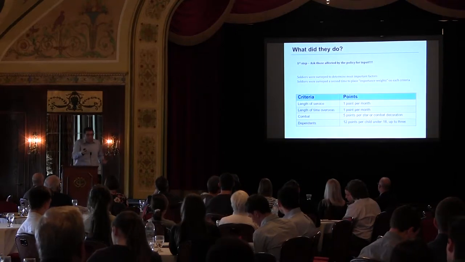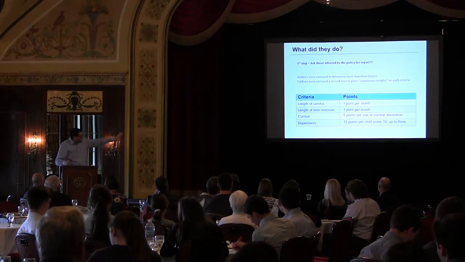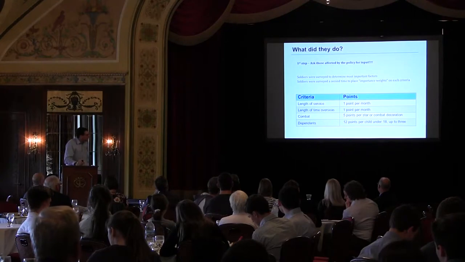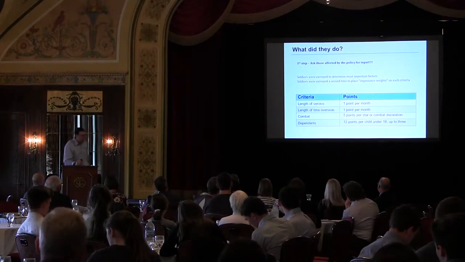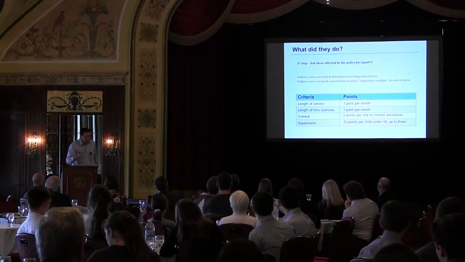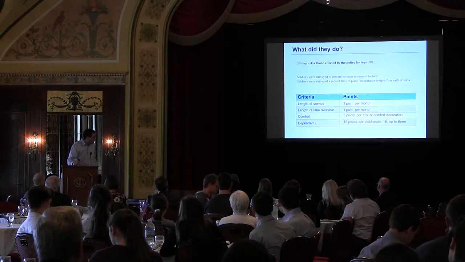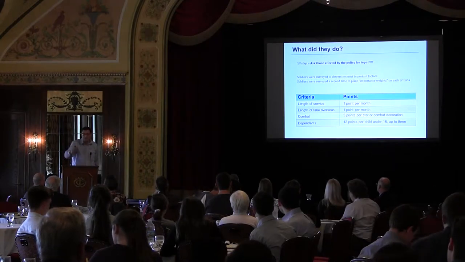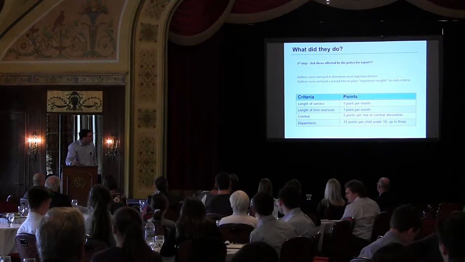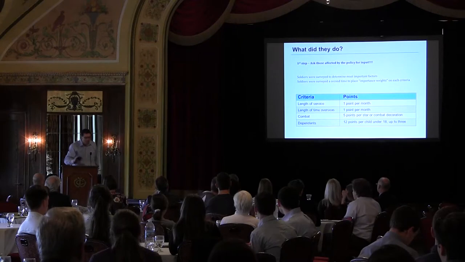And then they came up with a point system. The point system itself doesn't matter so much for what I'm trying to argue here, but everyone got 1 point per month for length of service. They got 1 point per month additionally for time overseas. They got 5 points per star or combat decoration, so combat exposure relates to injury and things. And then they got 12 points per child under the age of 18, up to 3 kids.